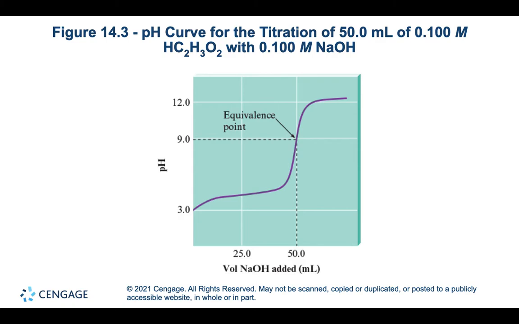Then at 50, you still see that strong rise in your pH, but the center of that S-curve is not at 7. The center is above 7 because at the equivalence point, you actually have a weak base solution because the strong base converts your weak acid to a weak base. Acetic acid and NaOH make acetate, which is a weak base. And then you see your pH continue to rise, headed toward the pH of 0.1 molar NaOH.